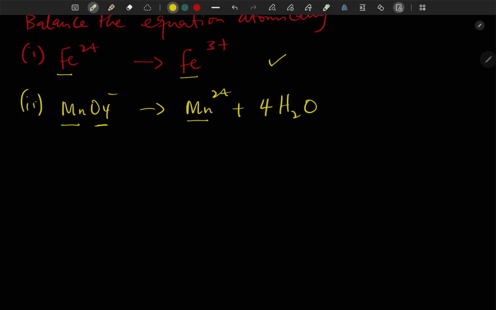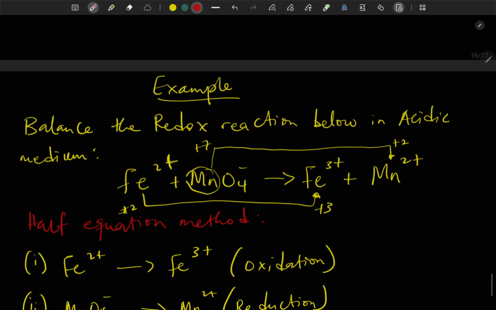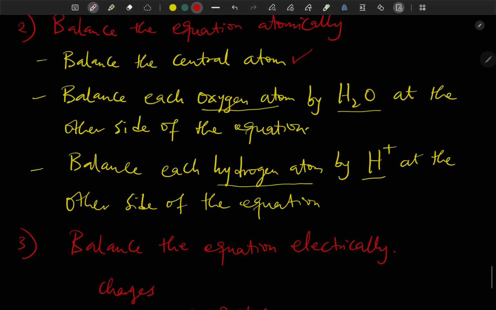Now there is a problem because we've introduced hydrogen to the equation. So how do we balance hydrogen at this side? Let's go to the steps. The step says that we balance each hydrogen atom by adding H plus at the other side of the equation.